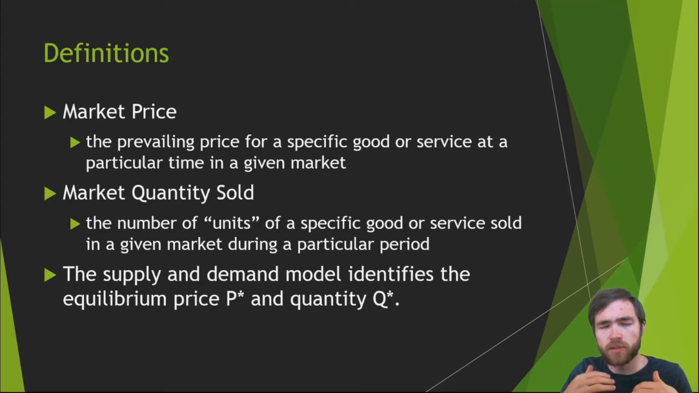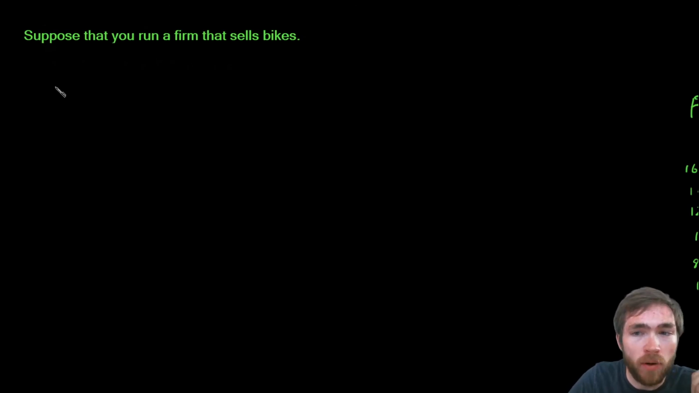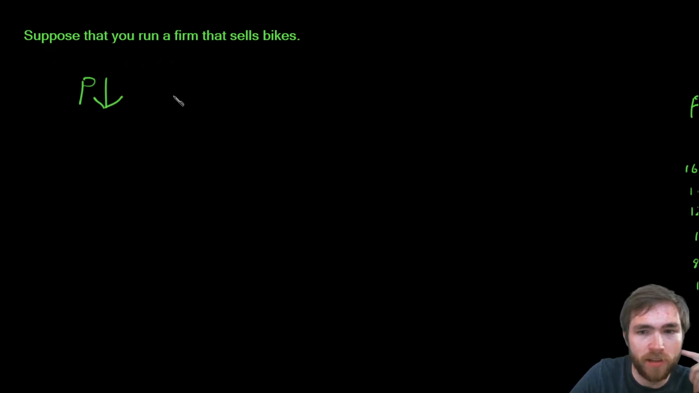So with that, we should really move on to kind of more formally modeling this. So let's dig into the theory of supply in a bit more detail here. So let's start with an example. Suppose that you run a firm that sells bikes. If the price of bikes falls, how is that going to change quantity?